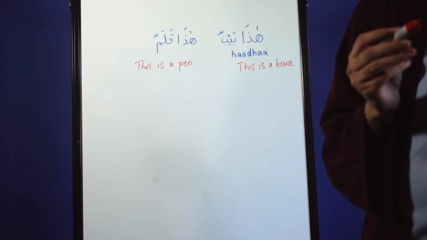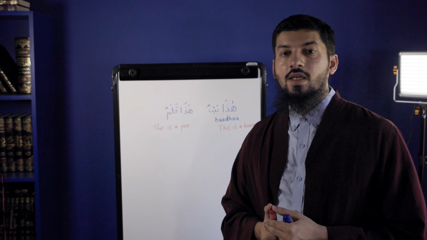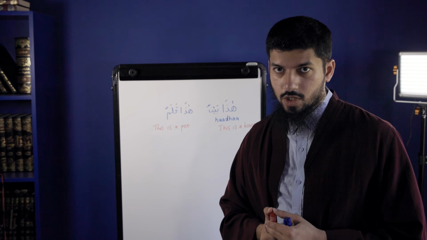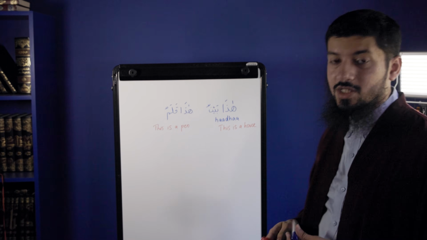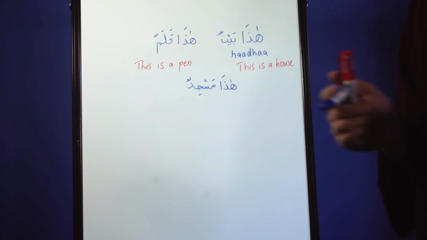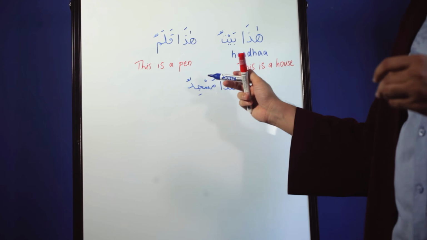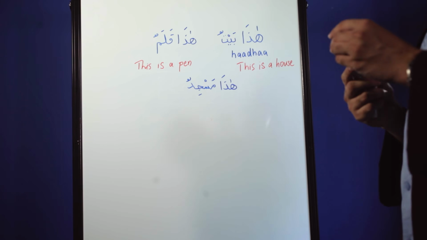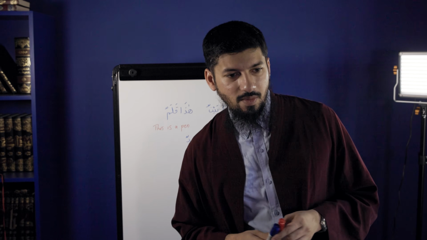This is a pen. Okay, how do you say this is a masjid or a mosque? I gave you the word already. So هذا مسجد. Let's write that as well. هذا مسجد. This is a mosque. This is a masjid. So this is a very easy sentence you can make in Arabic.